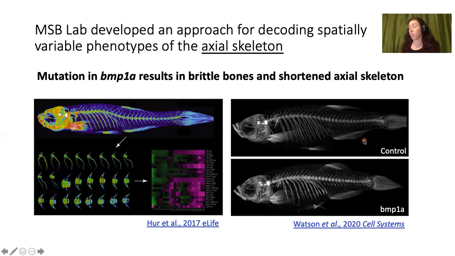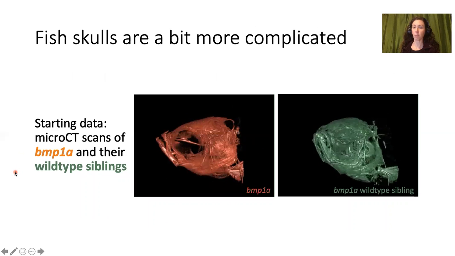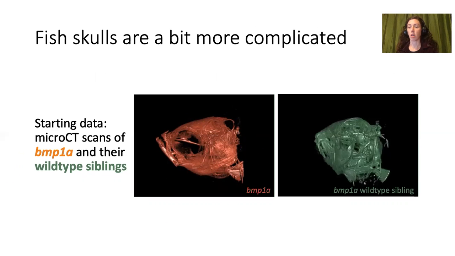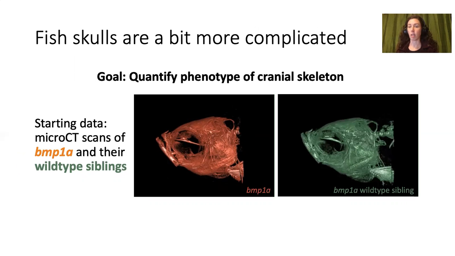While these are all very interesting, one area of the anatomy that this study did not look into was the fish skull. And that's because fish skulls are a bit more complicated. So to start this project off, we started with the micro CT scans of the skulls of BMP1A mutants and their wild type siblings from a single family of zebrafish, with the goal of quantifying phenotype between these two groups.